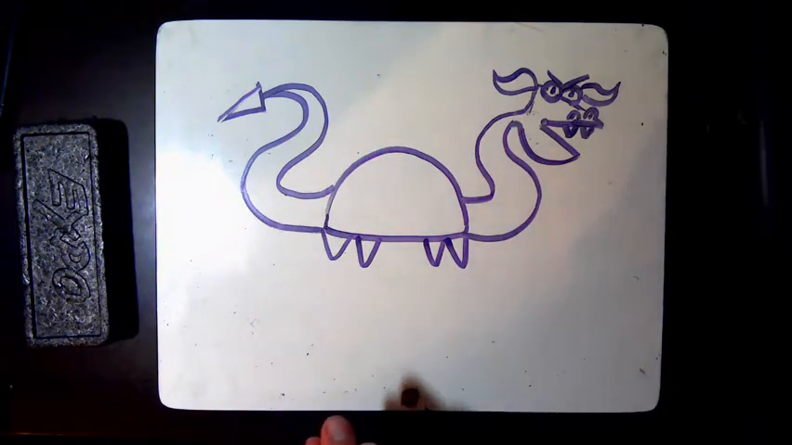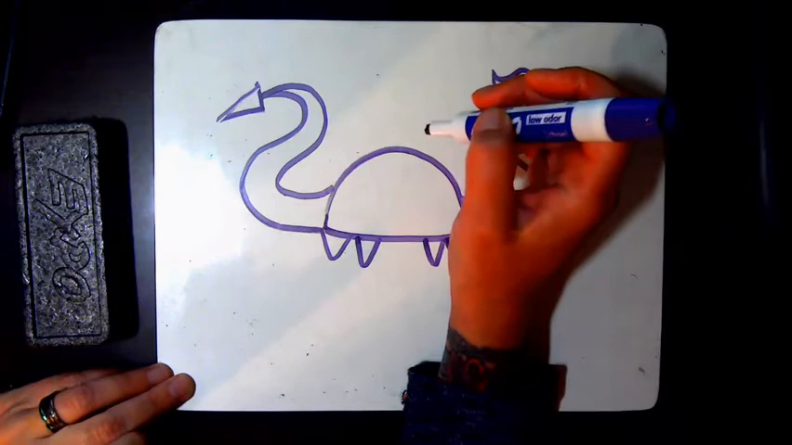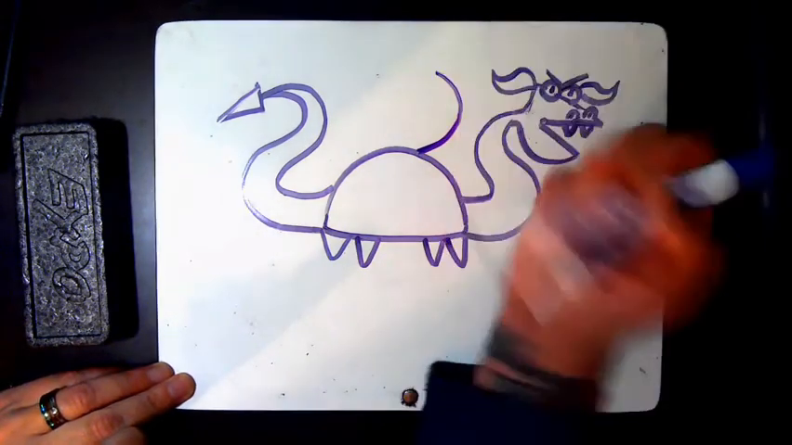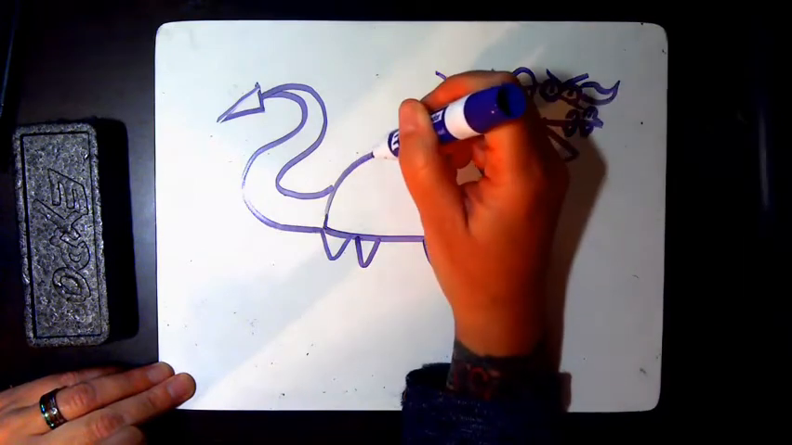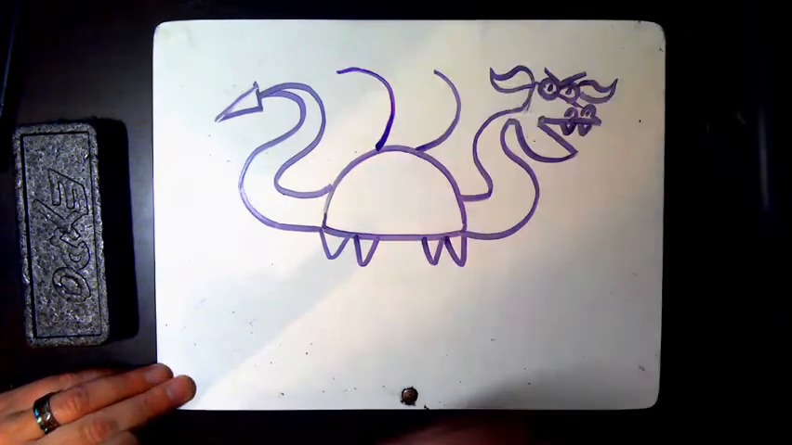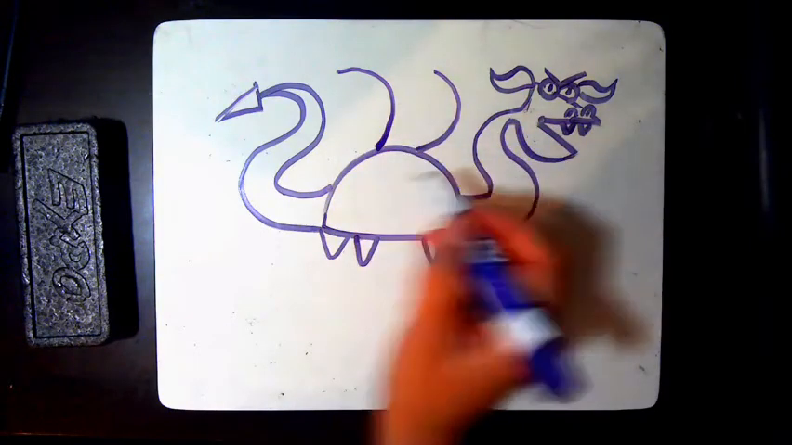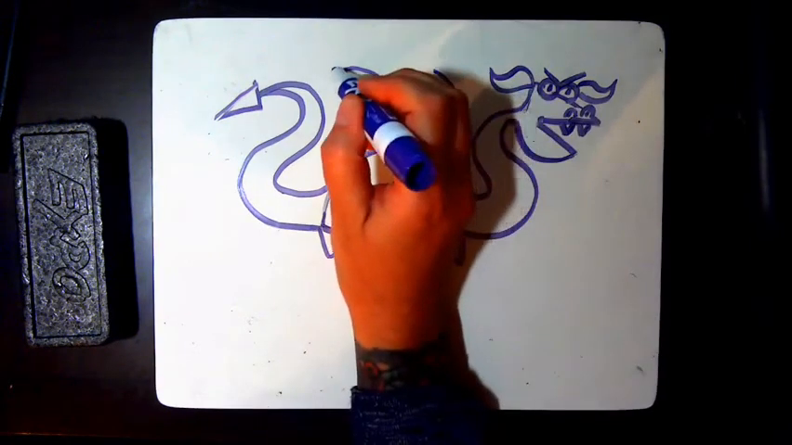Let's give this little guy some wings. You can do big wings, little wings. For right now, I'm just going to start my wings with 2 lines, 2 curvy lines. 1, 2. And then I'm going to do some zigzag, zigzag, zigzag lines. Back in.